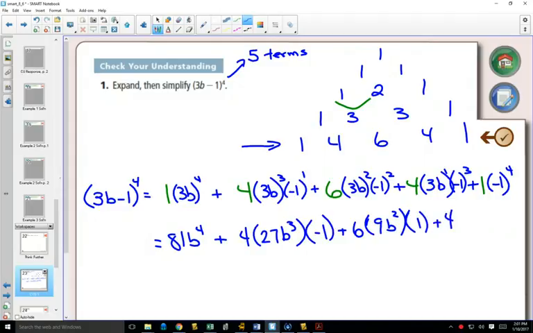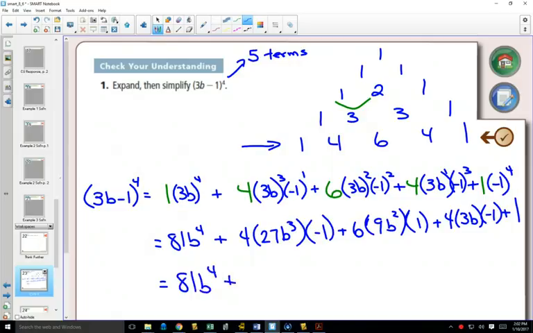And here we're going to get 4 times 3b. What's going to happen negative 1 cubed? Negative 1. And negative 1 to the 4 will just be positive 1. So I simplified all my exponents first. And now I can multiply things out completely.